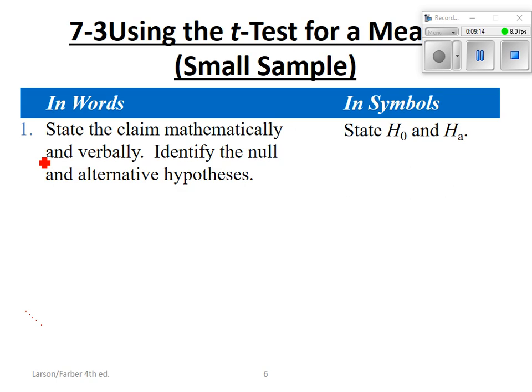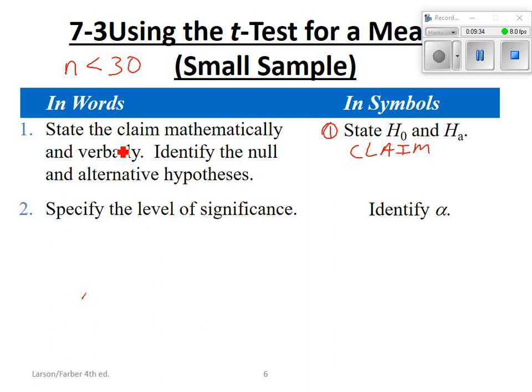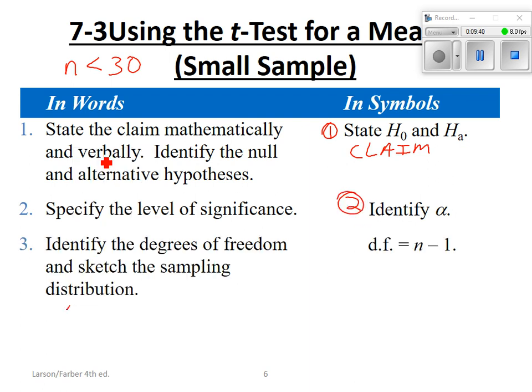The second one was for small samples. So 7.2 was samples larger than 30. This is for n less than 30. For small samples, doing the same thing, you're stating your HO and HA. Again, tell them which one is the claim. Identify your alpha, your level of significance, they'll tell you that.